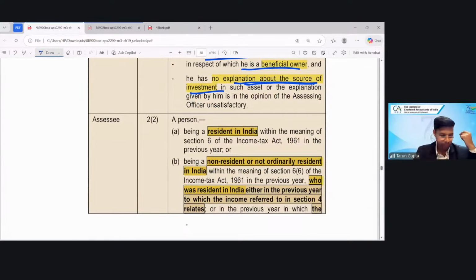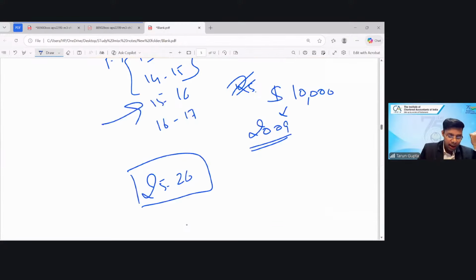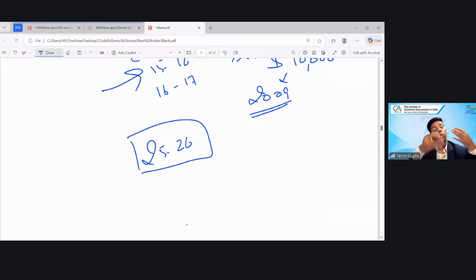Now, who is an assessee? Can an NR be an assessee? An NR, of course, could have an asset outside India. How can you tax him? You don't have access against the NR. But an assessee can only be an R. If you are an Indian resident, because only a resident has global income taxable in India. So, if you are an ROR and you have any undisclosed foreign income or foreign asset, then you are subject to the Black Money Act. Okay, but not only this.